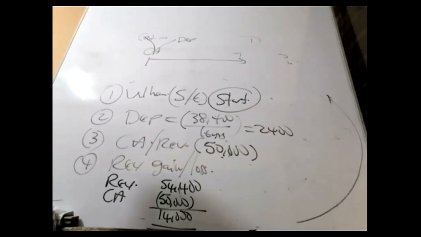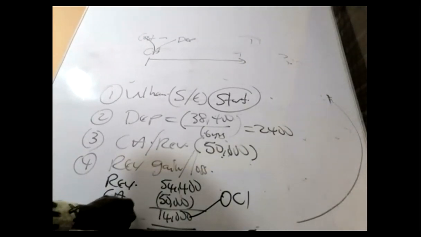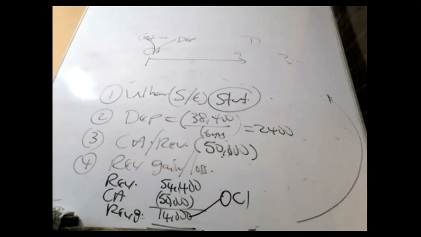This gain, where must it go immediately? OCI, accounting treatment. The gain should be reflected in the OCI. This is the revaluation gain.